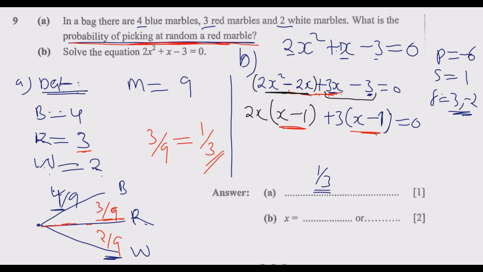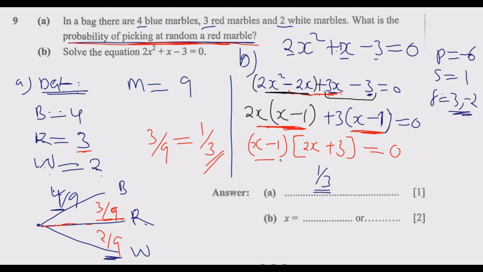Then at this point we need to factor out what is common. You notice that x minus 1 is found on both sides. Then we remain with 2x from the first term, and from the second it will be plus 3. So this is equal to 0. Once you have that, then you're almost done.